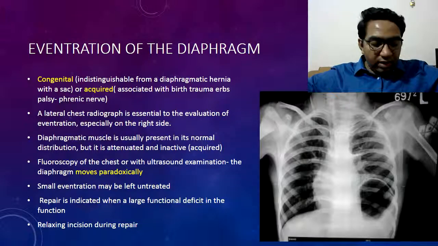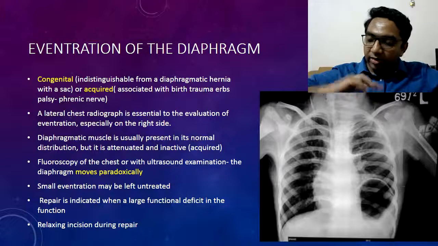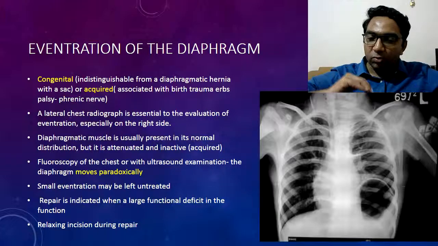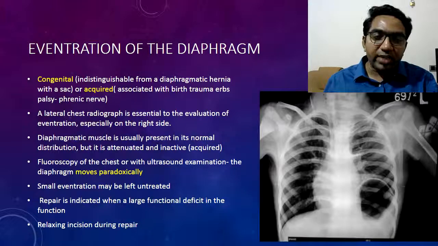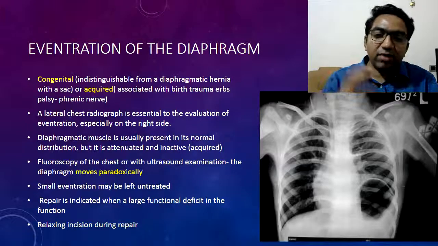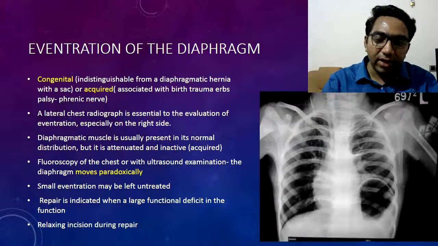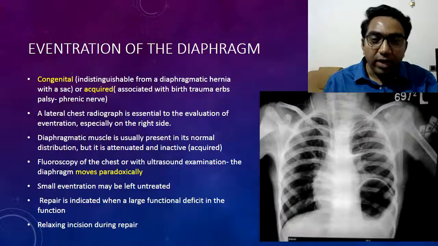In case of eventration of the diaphragm, where it is not functioning, due to the negative intrathoracic pressure, the flaccid diaphragm moves upwards, moves paradoxically. A small eventration may be left untreated. Repair is indicated when there is a large functional deficit. A relaxing incision during repair is helpful to prevent recurrence.